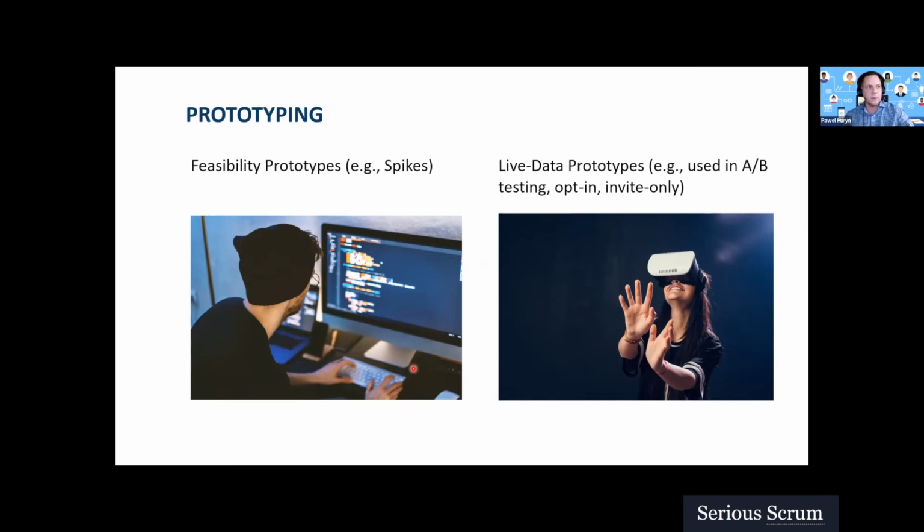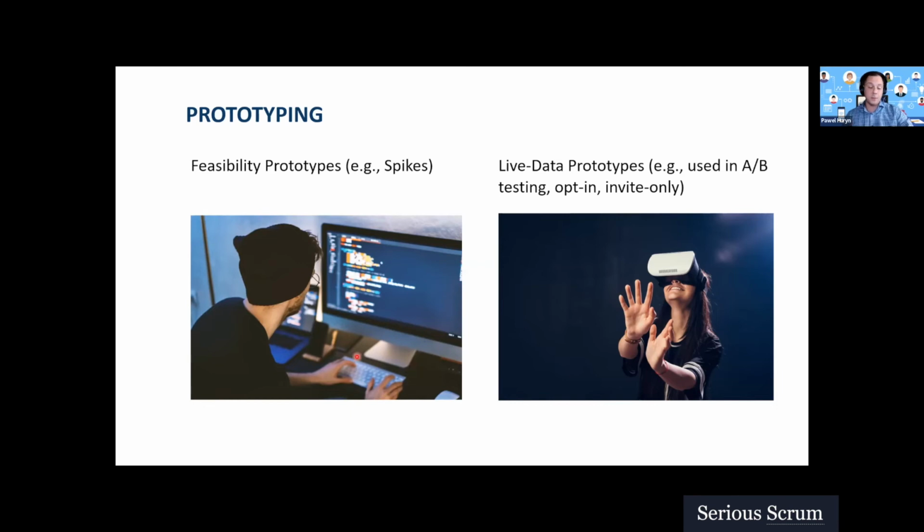And the last type of prototypes are live data prototypes. This is where we implement the solution, but not all aspects of the solution. So for example, we implement only one screen without internationalization. It means that there is only one supported language. Maybe there is no data validation. Maybe we do not put so much attention to testing or performance issues.